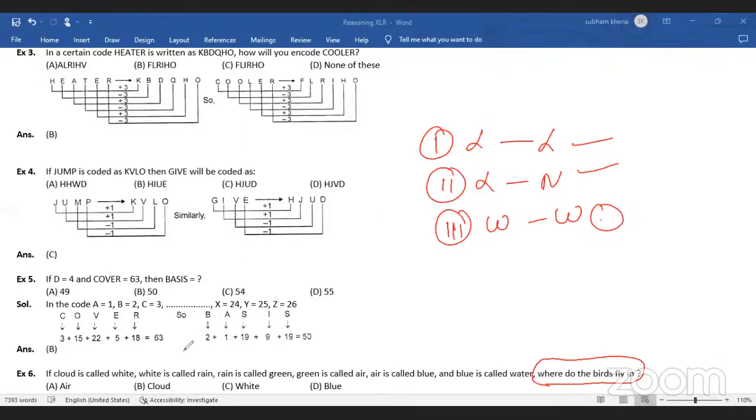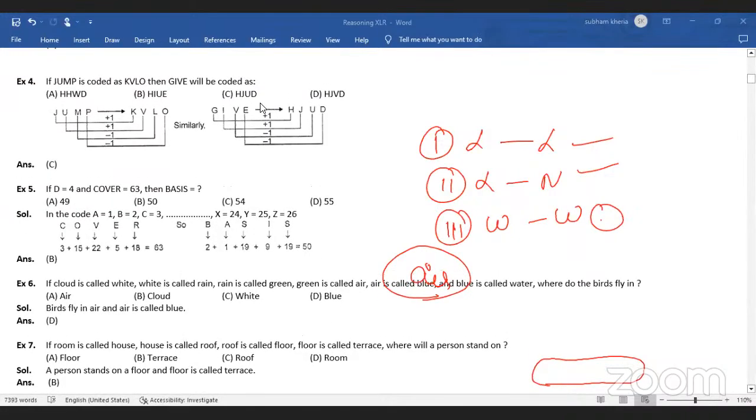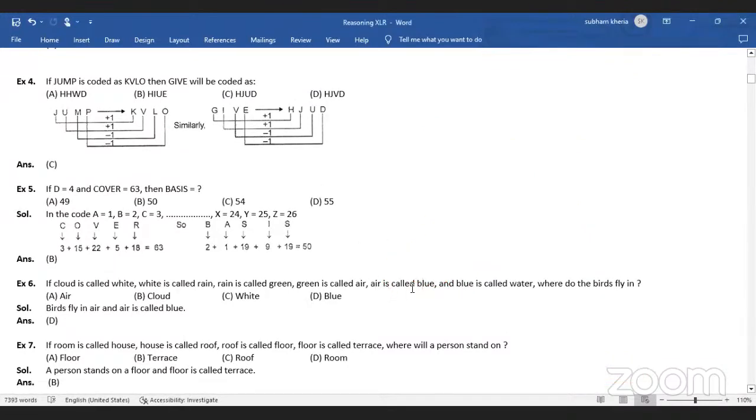Air. Yes, not sky, dear. Here sky is not an option, so air. Logically, it flies in air. But according to the question, tell me, what can we see? Air is called blue. So what will be our answer? In water, green? No dear, blue. How is green coming? Blue. How is water coming, anyone's answer? Not blue. Look carefully. It's not that air is called blue, then blue is, it doesn't work like that. What is air called? That is the answer.